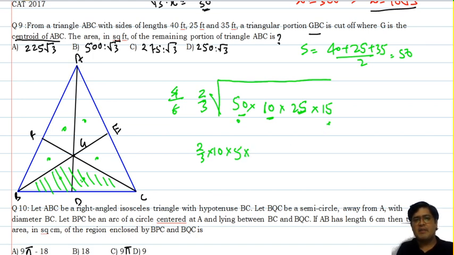I can take one more 5 common. Remaining is root 3. This root 3 I can cancel. So the denominator becomes root 3. So what I have is 20 into 25, that is 500 divided by root 3. That seems like answer option B.